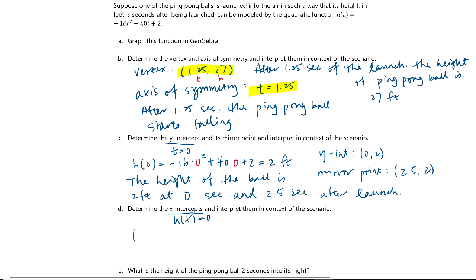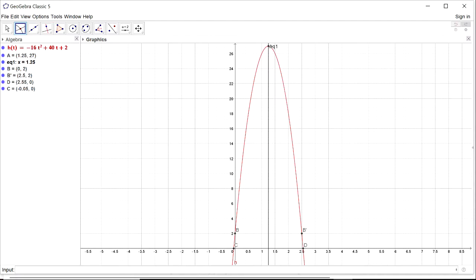So we get negative 0.55, 0, and 2.55, comma 0. These are the x-intercepts, or really our t-intercepts over here. With this information, we can think about what are these points? What does it tell us about the graph?